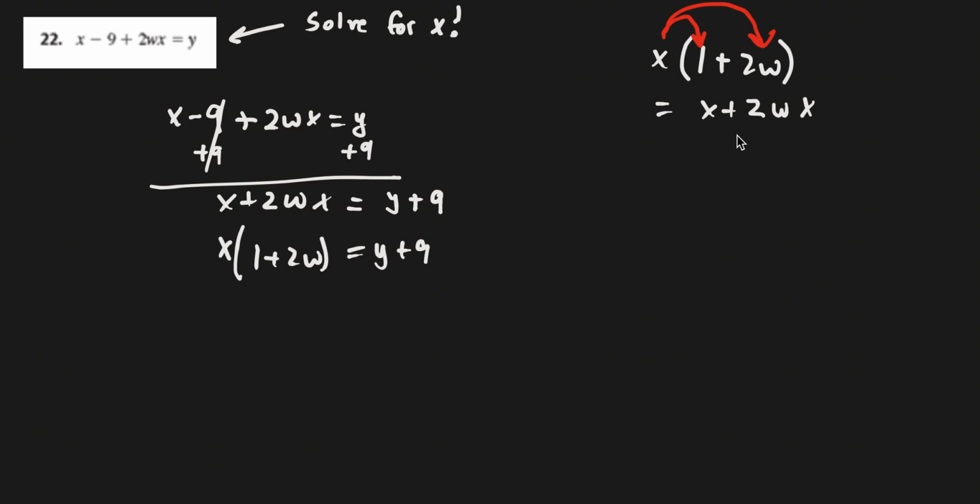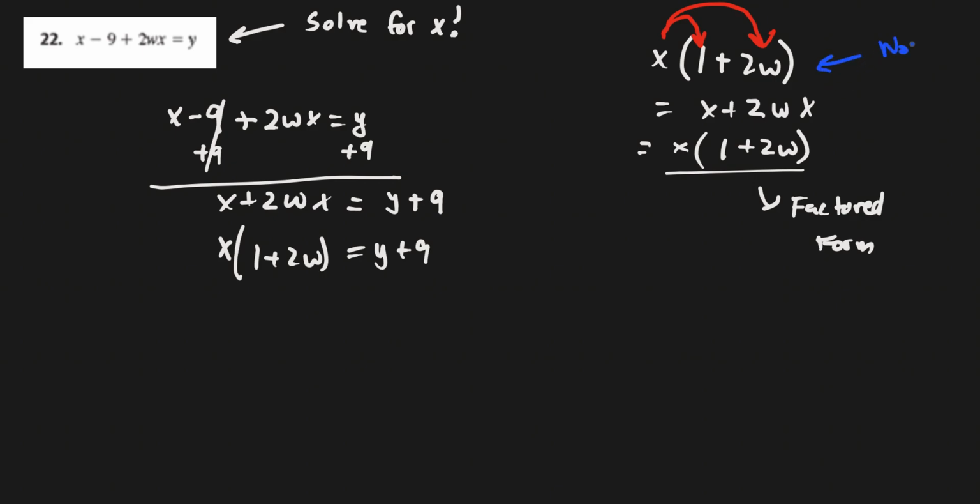Now, if we want to factor this x out, we can write it in this form. This is the factored form of this expression. But this is not factored. So we would have to distribute.